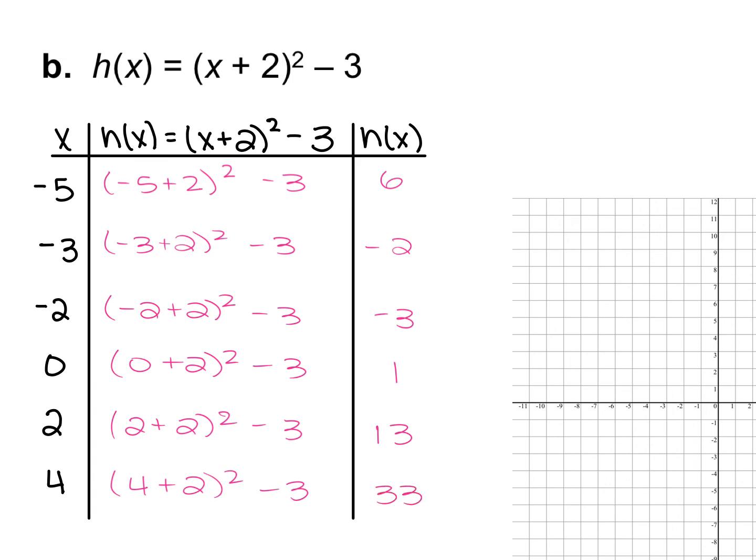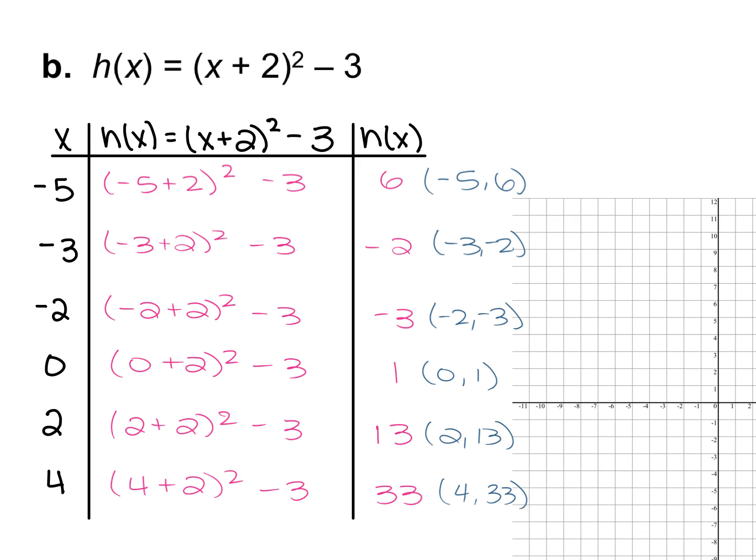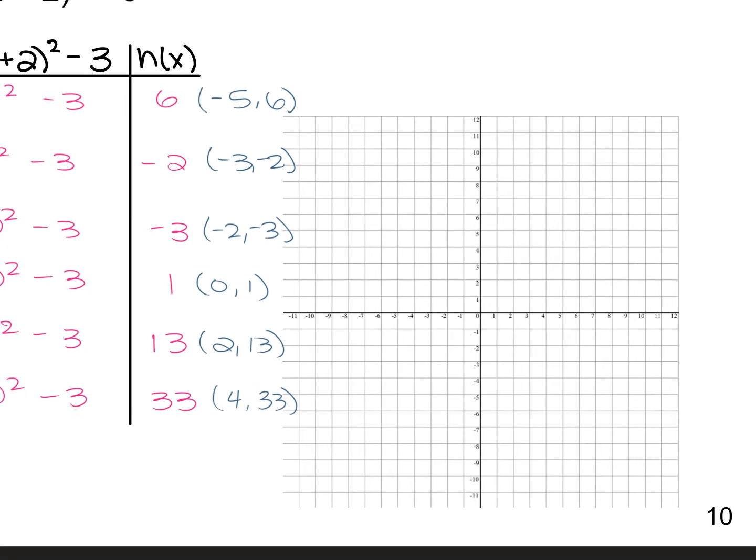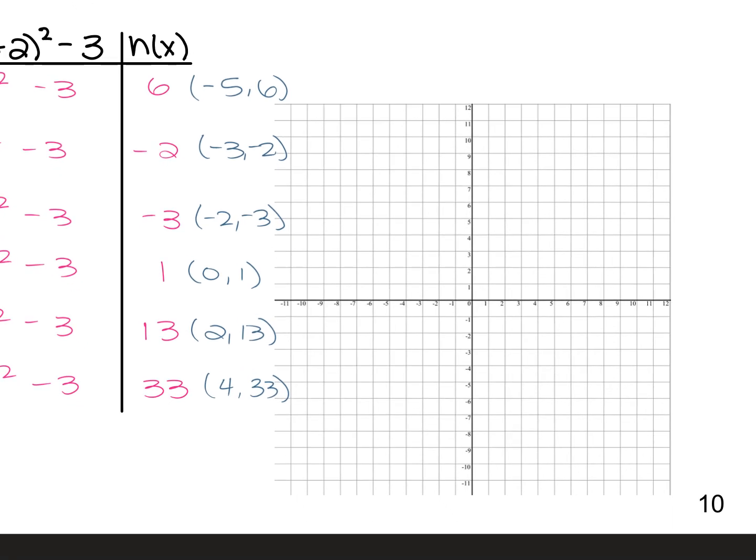So these all give us the ordered pairs of negative 5, 6; negative 3, negative 2; negative 2, negative 3; 0, 1; 2, 13; and 4, 33. Now, if you see here, some of these y values are much larger than the y values that your graph gives you. So you're not going to be able to plot those ordered pairs, which is totally fine. You do still have some that you can plot, which you will.